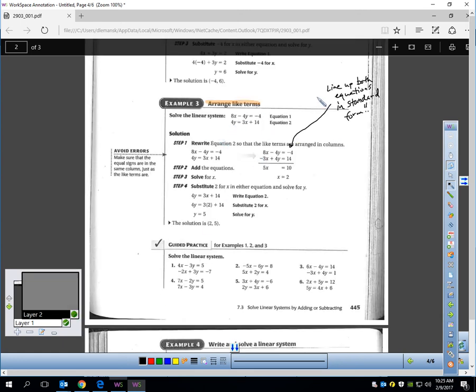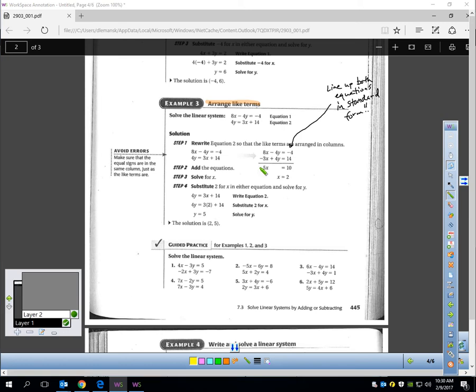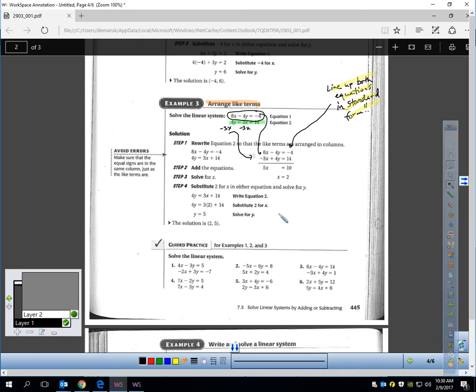To do this problem, again, here's that same note over and over again. We have to make sure that we line up both equations in standard form before we try to eliminate. Do you notice this equation is not in standard form? So I quickly have to take away 3x from each side and rewrite it as negative 3x plus 4y equals 14. Now the first equation is already in standard form.